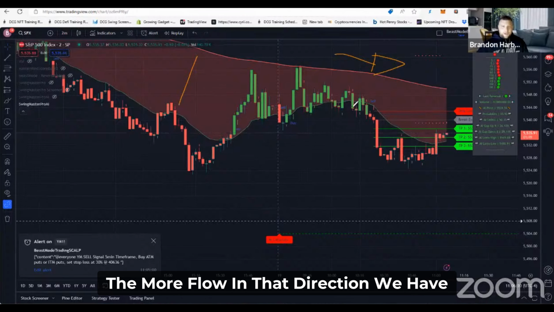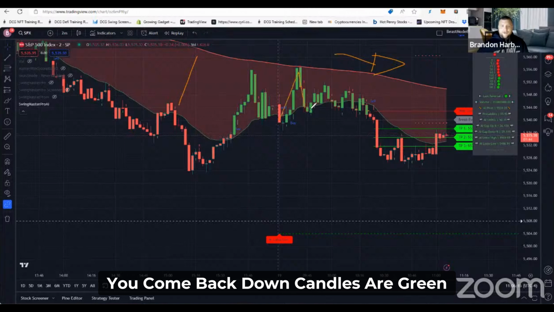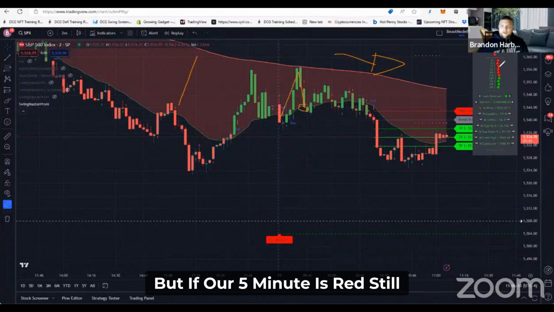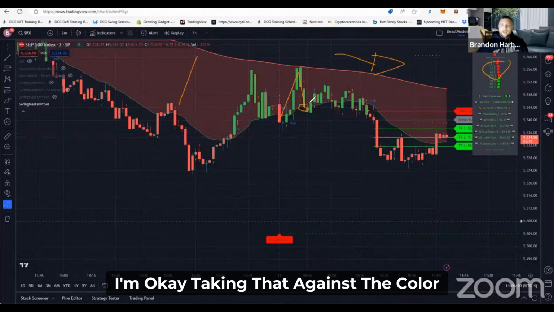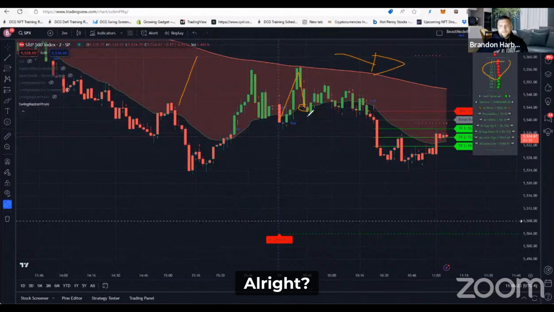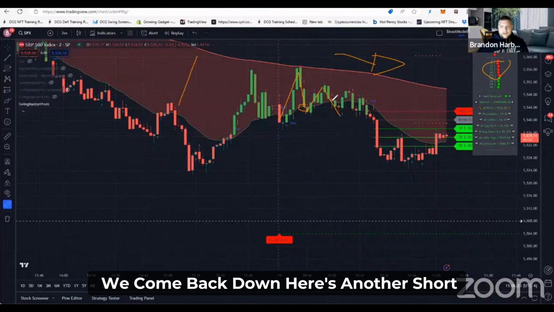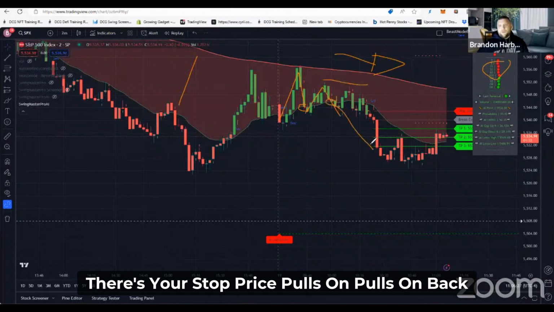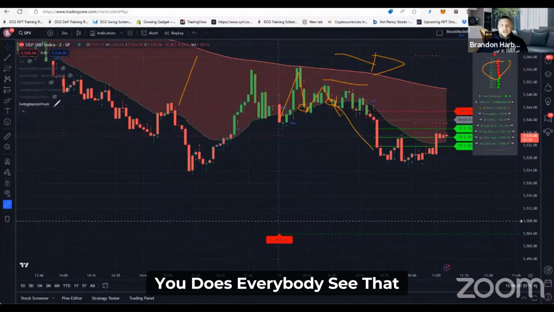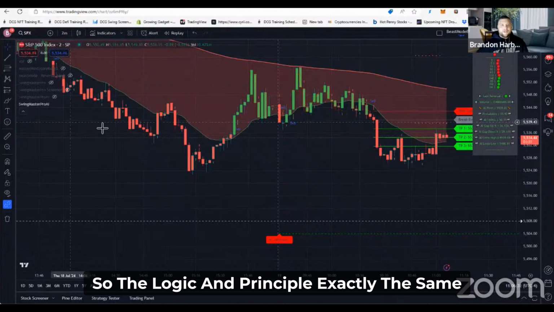You got your nice pop to the upside. You come back down. Candles are green, but if our 5-minute is red still, I'm okay taking that against the color. All right. Then we come back up. We come back down. Here's another short. There's your stop. Price pulls on back. Does everybody see that? So the logic and principle are exactly the same.